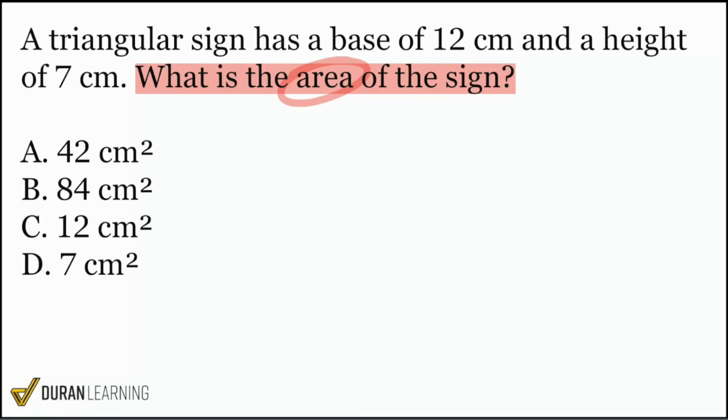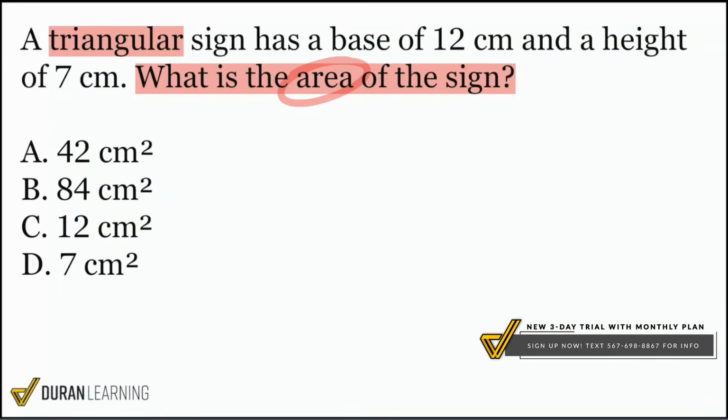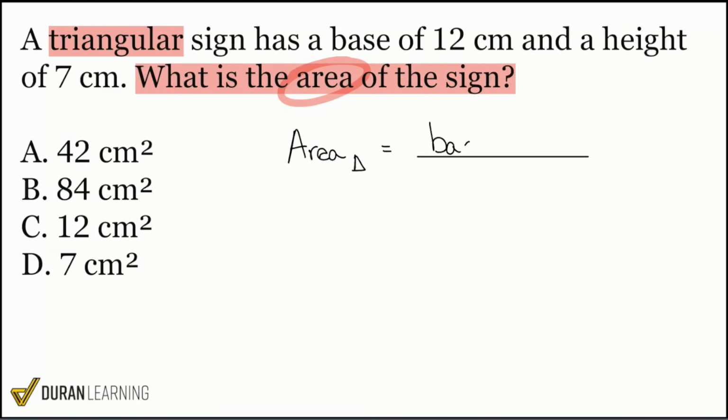In this case, we see that it says a triangular sign has a base of 12 centimeters and a height of 7. The 12 and the 7 don't matter if you don't know how to use them. My party people, we have to use the right formula, and the formula for the area of a triangle, let me write this out right over here. Area of a triangle is going to be the base times the height divided by 2. Just like that, my party people. So make sure you have that written down the right way. That's the formula that we're going to use.